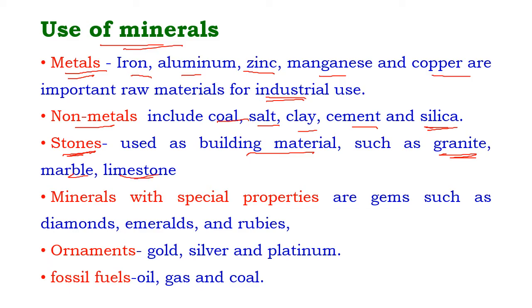Then minerals with special properties are gems. So gems are diamonds, emeralds, and rubies, which are used to decorate the gold and other ornaments. Then ornaments. Gold, silver, and platinum are ornaments which are used in large amounts by the people, especially in India. And then fossil fuels are oil, gas, and coal.